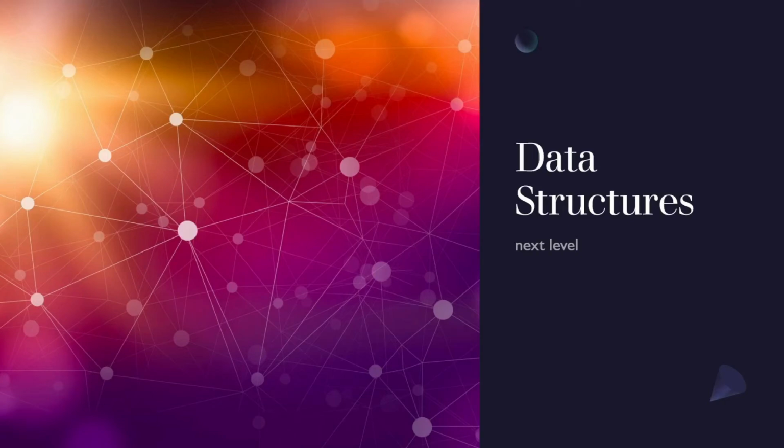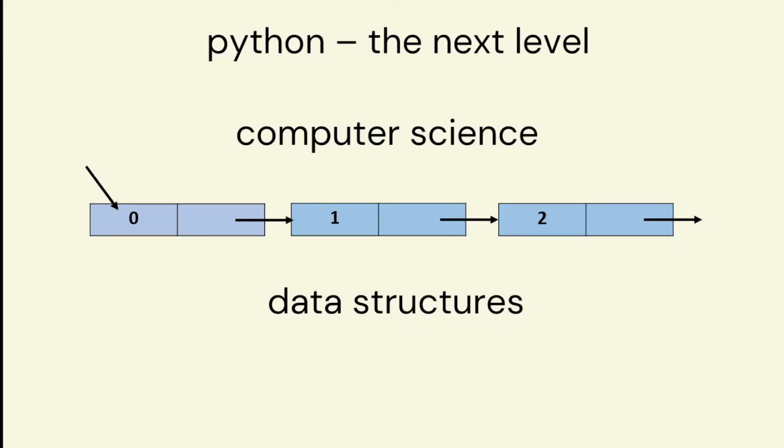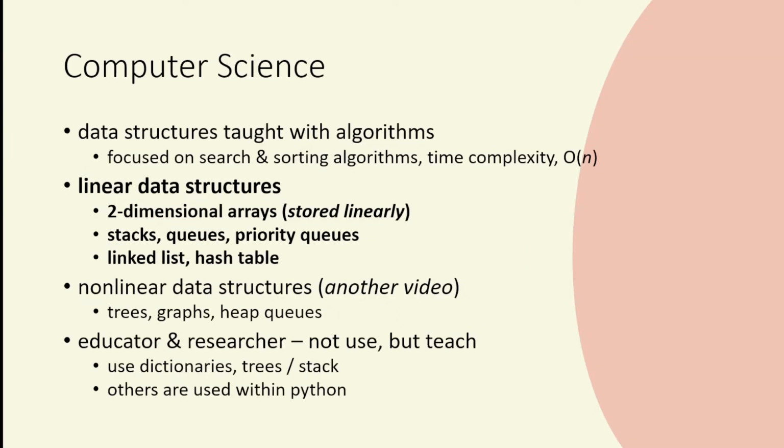Data structures from computer science might seem a bit complicated. If you want a simple view, watch this video. So normally data structures are taught with algorithms, and these focus on search and sorting algorithms and time complexity, big O notation, etc. We want to look at the linear data structures.